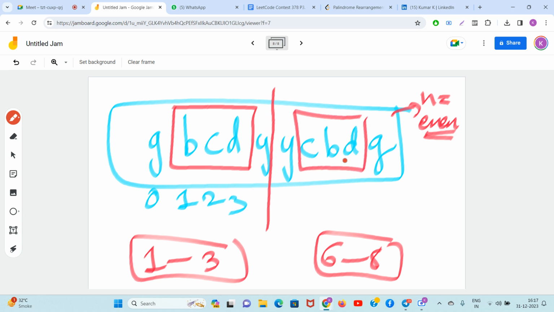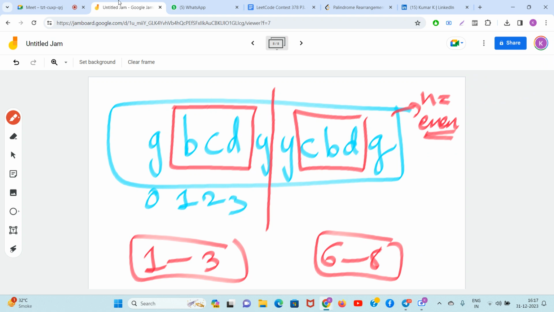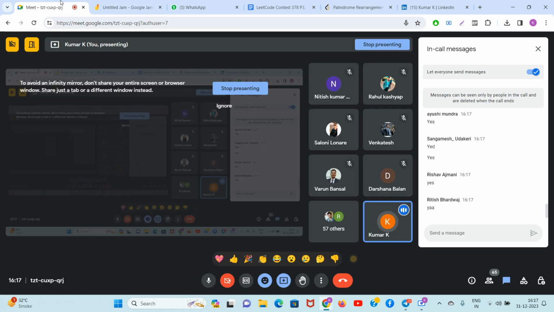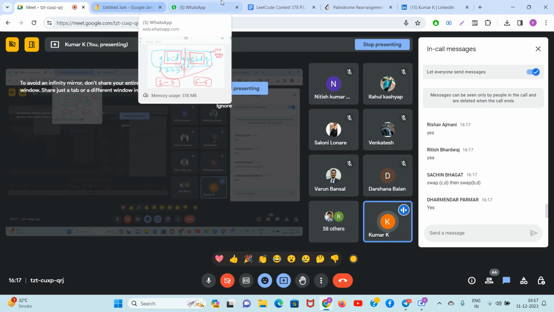Guys, can you tell me, is there any way to do the changes in these ranges such that this becomes a palindrome? Write yes or no in the chat. Is there any way to do the changes in the range 1 to 3 and 6 to 8 such that this becomes a palindrome? You can see that this part is already equal, this is already equal. Only these need to become equal. You can easily make them equal by rearrangement, right? How will you make them equal, Ritesh?